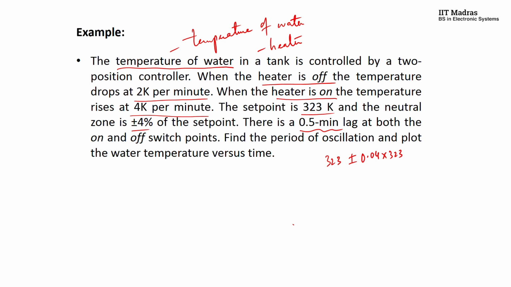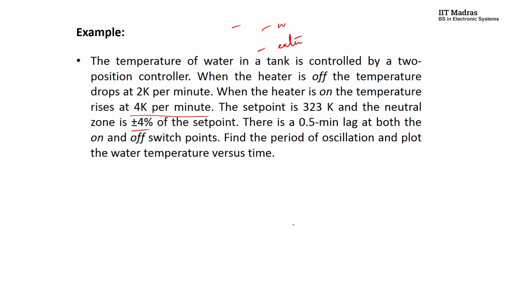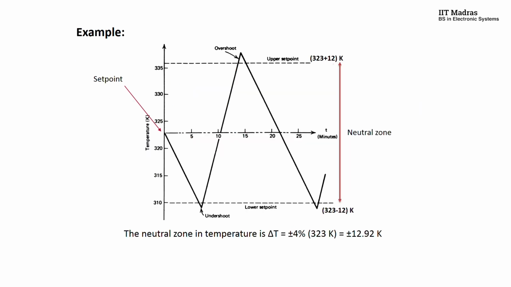And what is the question asked? You are asked: what is the period of oscillation, and how do we plot it? So let's try to first understand the whole thing properly. Let's say you are starting at some set point value, you are given 323 Kelvin. Let's try to understand this with the help of the diagram in the next page.